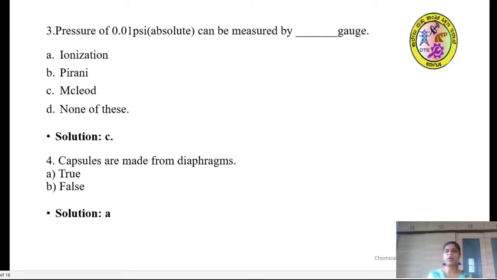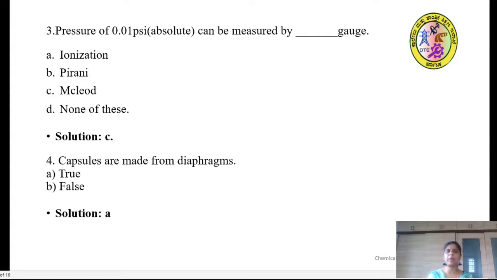The pressure of 0.01 psi can be measured by dash gauge. Which gauge? Pirani gauge. We have learnt the Pirani gauge. It is the McLeod gauge, right? We have learned the range of the pressure measuring instrument also.